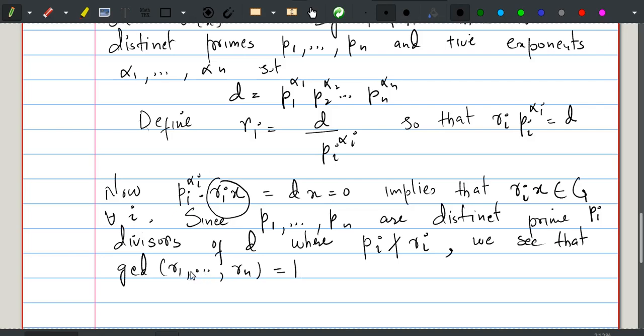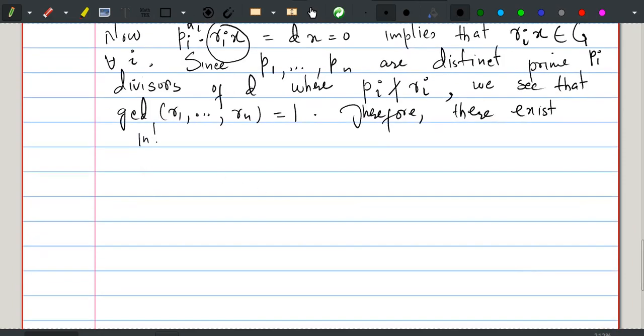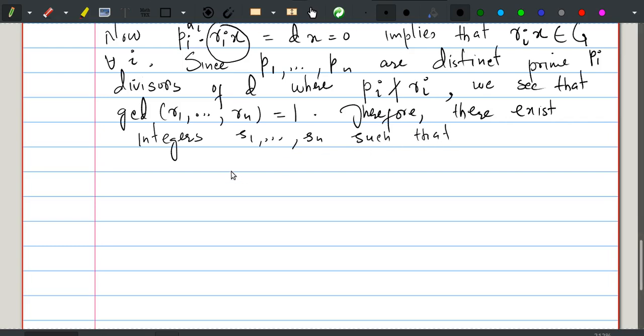So since these are relatively prime, therefore there exist integers, say s1, s2 through sn, such that the linear combination s1 r1 plus s2 r2 plus so on plus sn rn is 1.